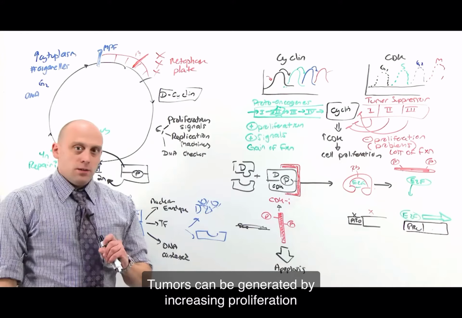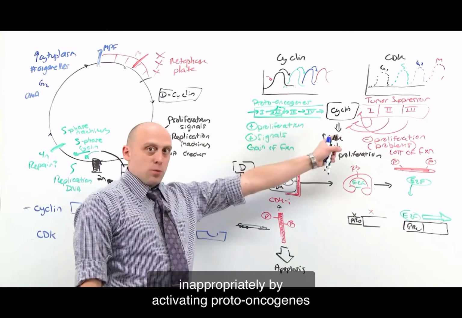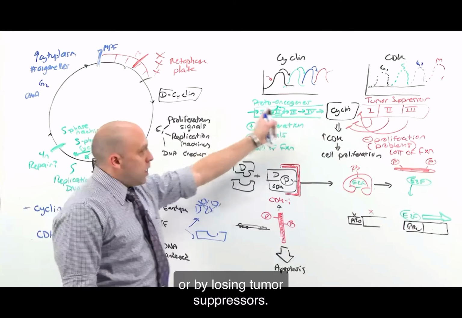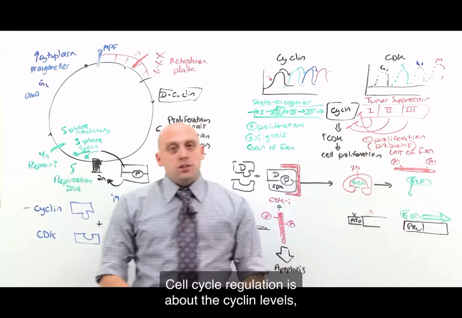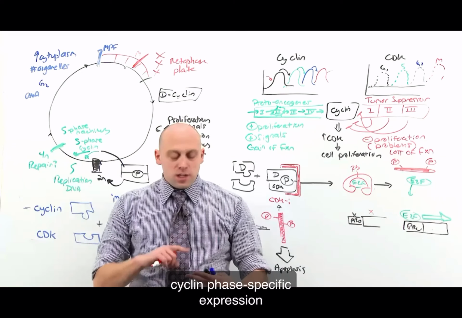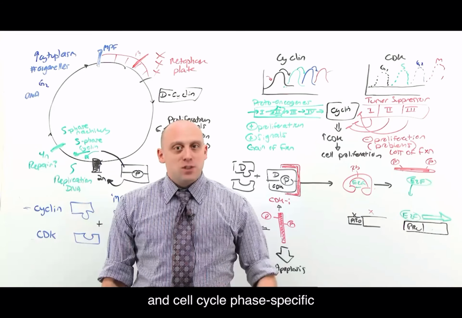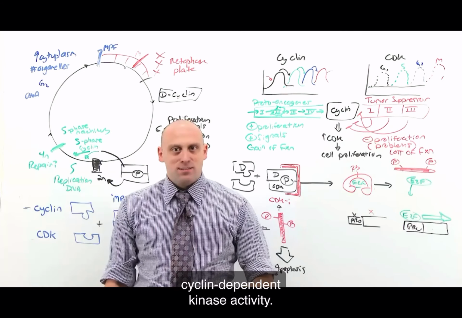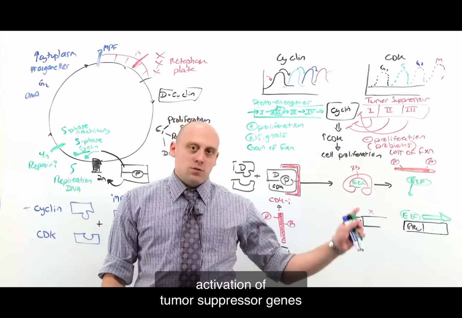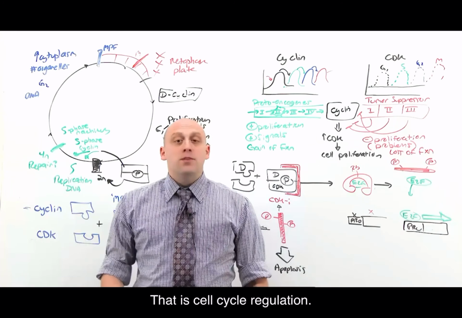Tumors can be generated by increasing proliferation inappropriately, by activating proto-oncogenes, or by losing tumor suppressors. Cell cycle regulation is about the cyclin levels, cyclin phase-specific expression, and cell cycle phase-specific cyclin-dependent kinase activity. Activation of proto-oncogenes moves forward, activation of tumor suppressor genes slows it down. That is cell cycle regulation.